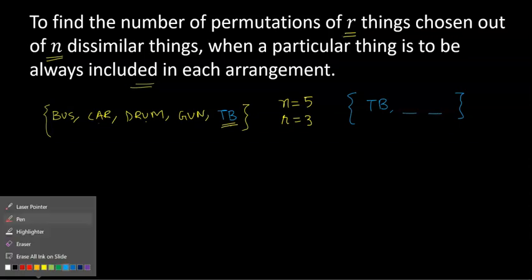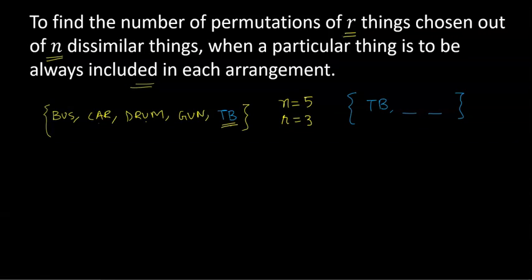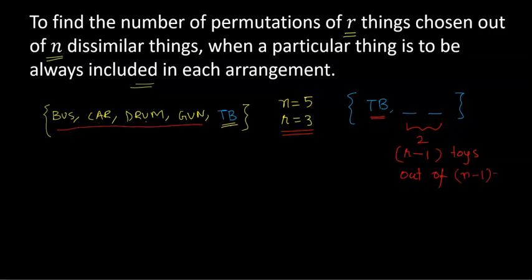So I'm going to pick a different color, let's say. So I have two more toys to choose, right? And I have two more places left. That means if I look into r, then I have r minus 1 places left, r minus 1 toys to choose. Out of how many toys? Out of n minus 1 toys, because TB, the teddy bear, has already been selected. So I am left with this total number of toys available. So I have to select r minus 1 toys out of n minus 1, which in this case is 4 toys.